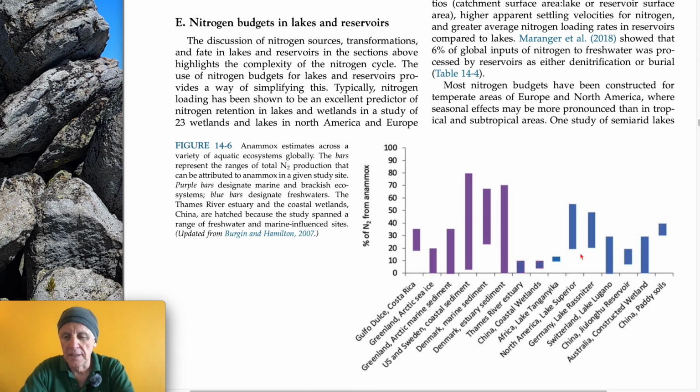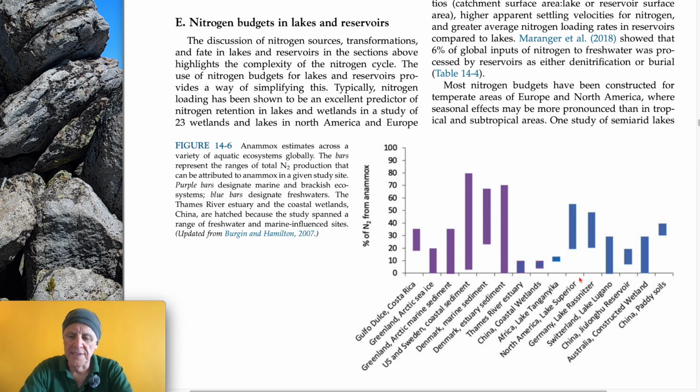So let's see here. First, I think we're talking about this hatched area, even though it's not really hatched. So this is the Thames River, and this is the Chinese coastal wetlands. And on the y-axis, we have the percentage of nitrogen from ANAMOX. And on the x-axis, we have specific watersheds. And so therefore, we have ranges with these bar graphs. So we have very large ranges, for example, for US and Sweden coastal sediments right here. We also have pretty high values for Denmark estuary sediments.